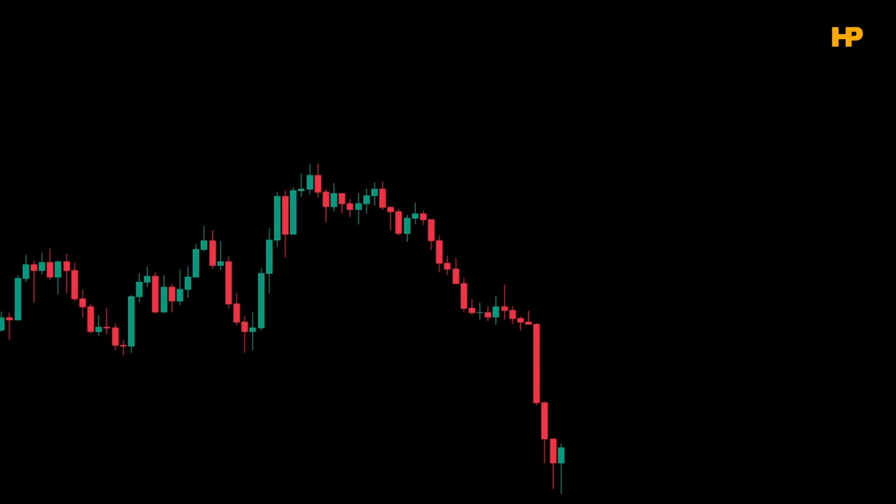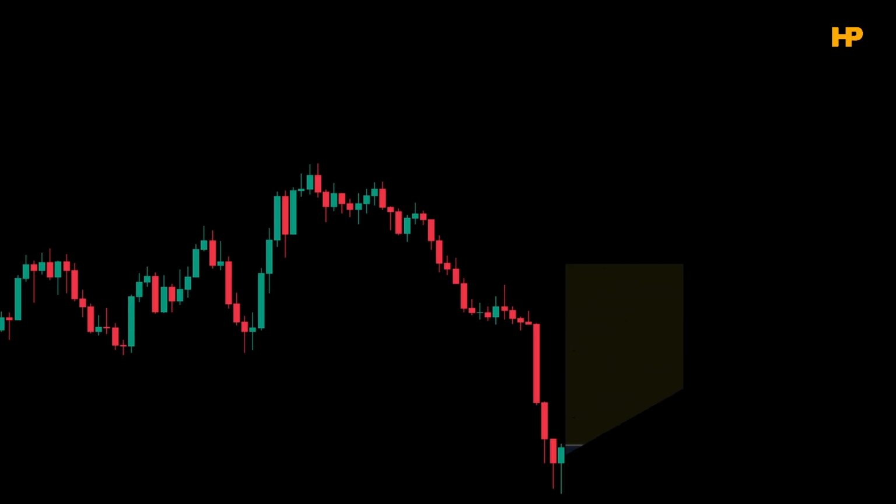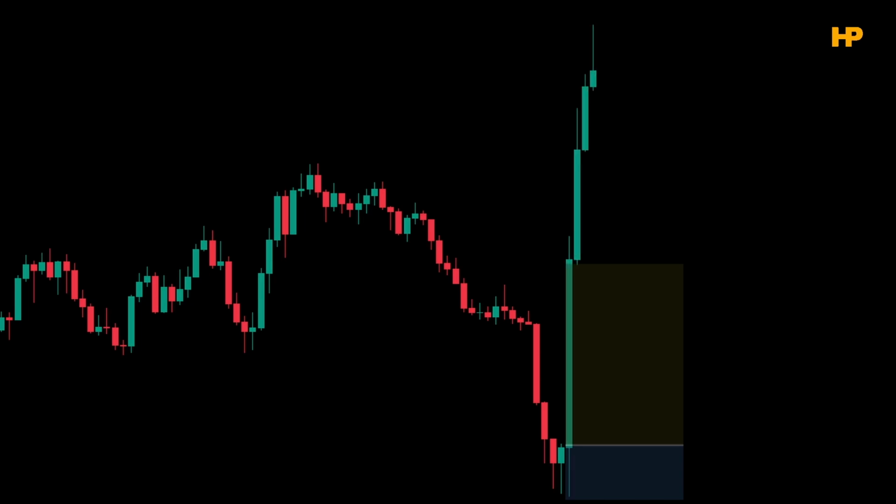Let's see setup number 6, the exhausted candle. For a buy trade, look for a bullish exhausted candle at support, a candle with a long lower wick showing sellers tried but failed to push price lower. Enter when the next candle breaks its high. This is our confirmation candle. Place your stop loss below the confirmation candle low.